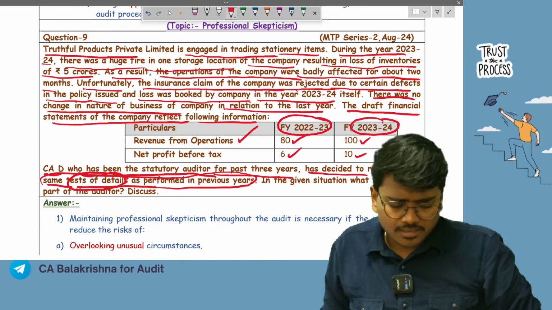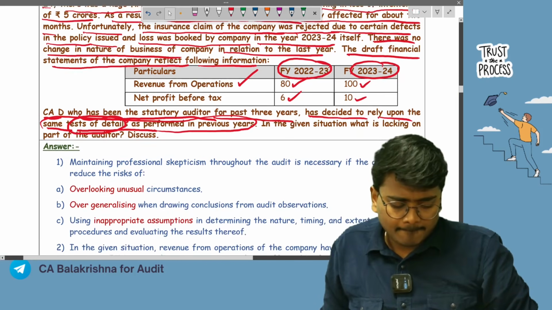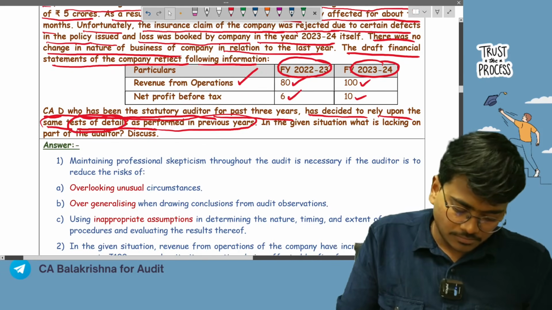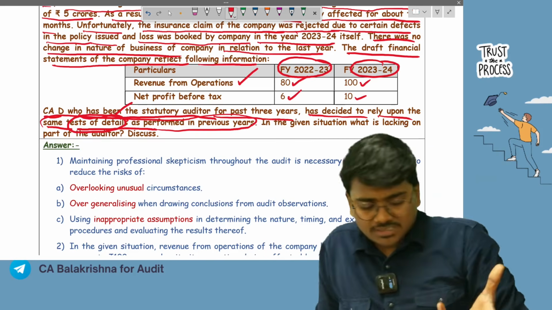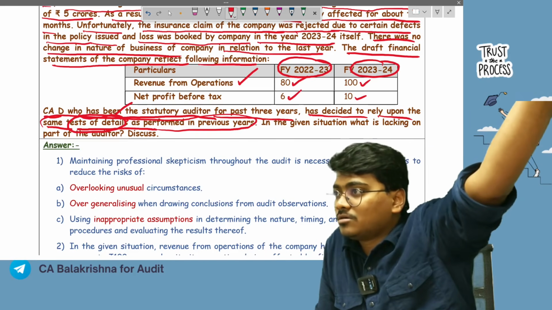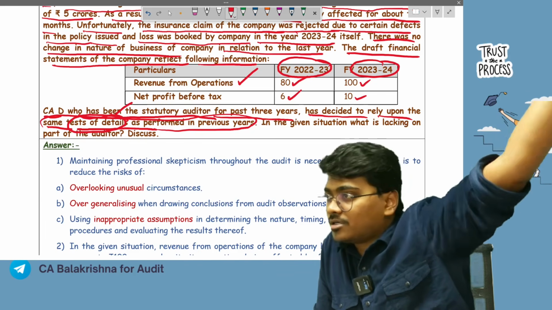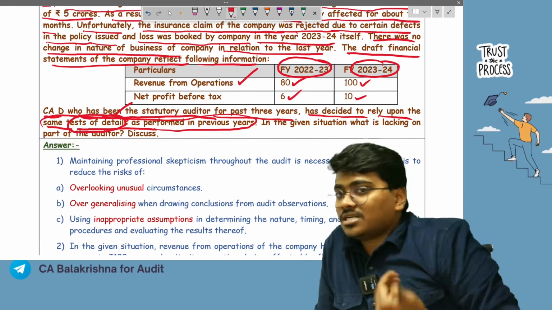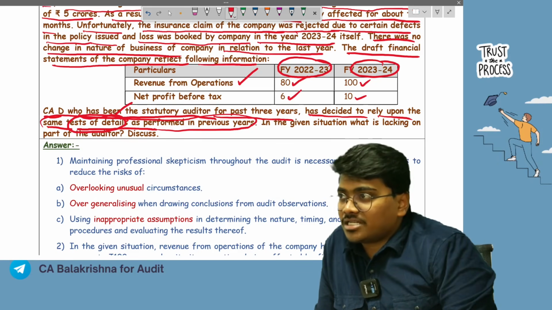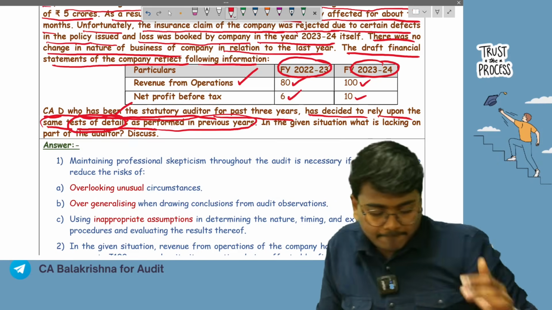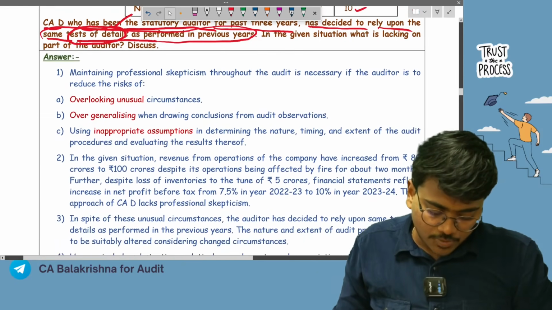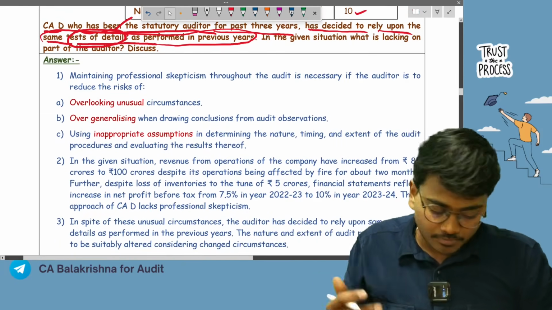Not assumptions related. Just that you are not willing to perform the procedures that you have performed in the previous year, that means that you are lacking professional skepticism. Nothing related to assumptions over here. So in this situation he lacks professional skepticism.